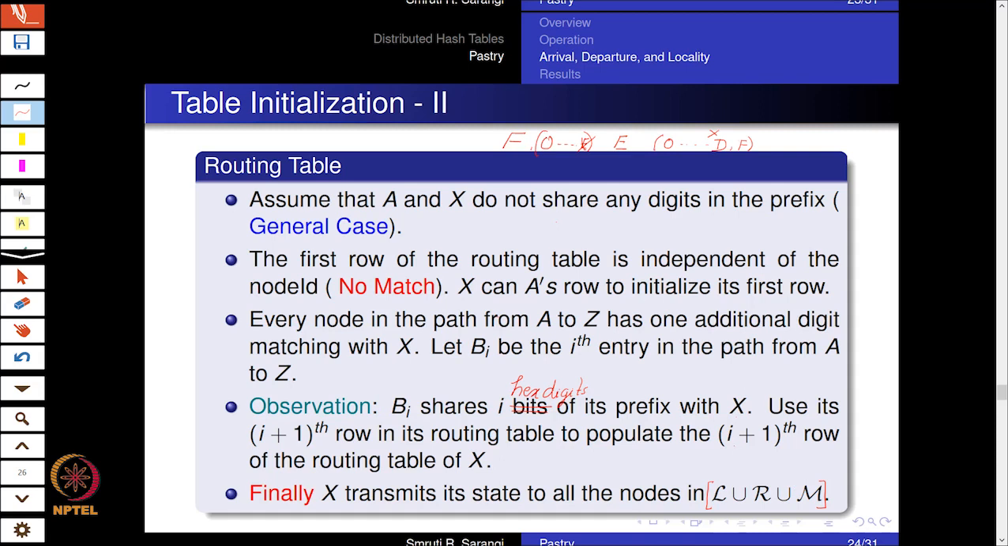Because as we have mentioned, the leaf set particularly needs to be very accurate. So the nodes on the leaf set have to update themselves. The rest of the nodes on the routing table and neighborhood set can gradually, lazily do it. But all of them essentially have to record the fact that X is in the system and X has been fully added.